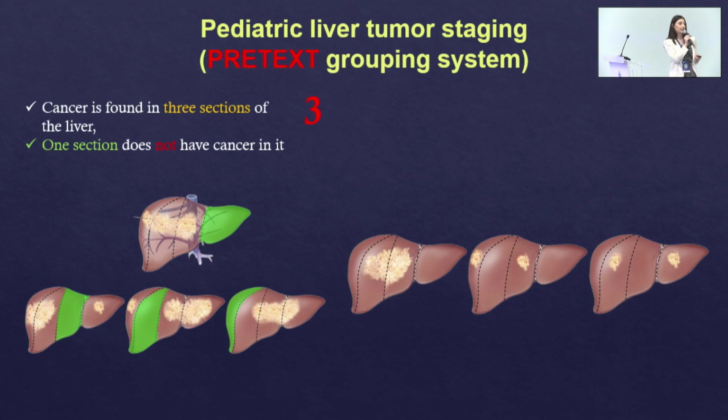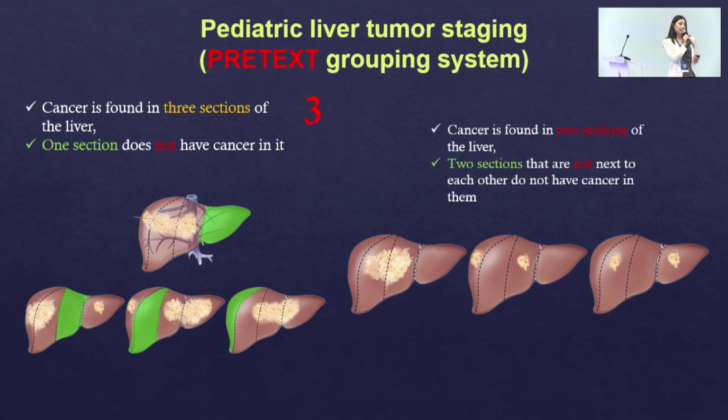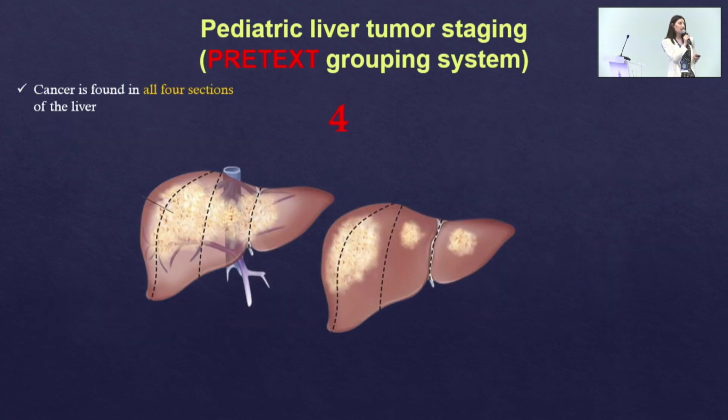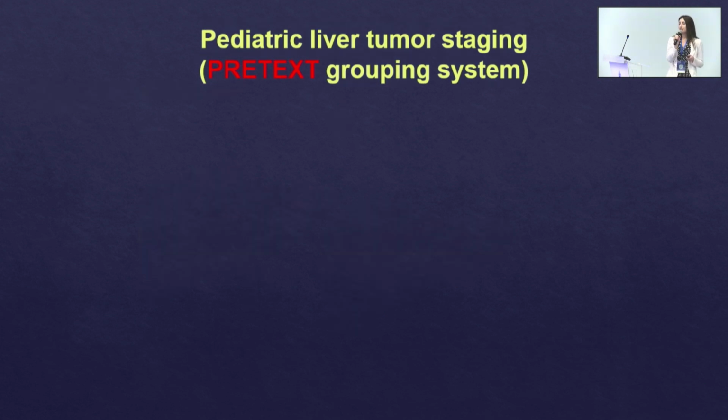Next, we have another type in this grade. Here we can see that the tumor is in 2 sections of the liver, but we have 2 tumor-free sections that are not adjacent to each other. So it is the fourth type, the worst, where the tumor occupies all the sections of the liver, and now we don't have any tumor-free sections here.